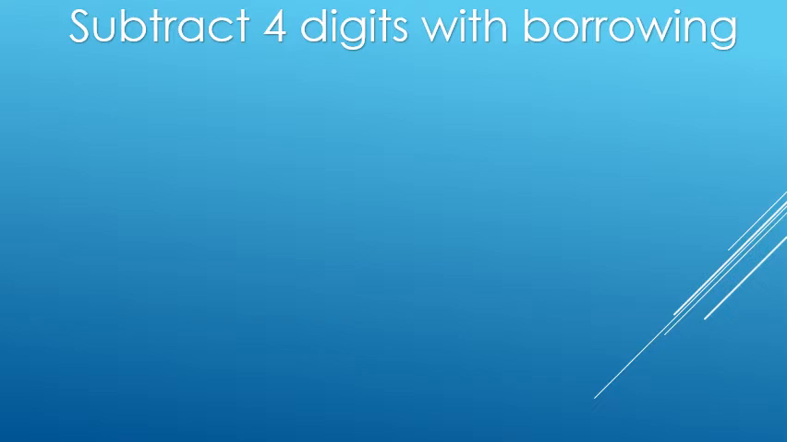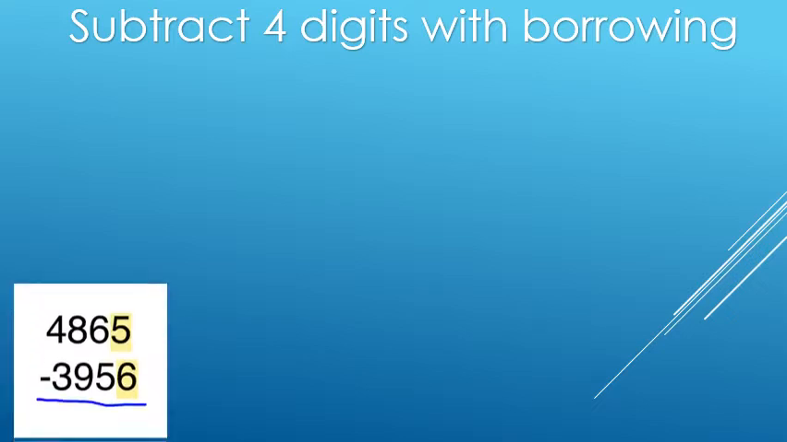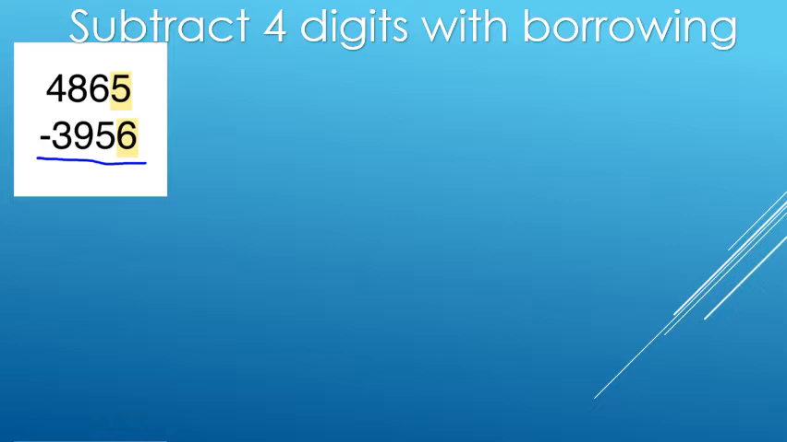Subtract 4 digits with borrowing. First of all, look at the numbers here. We have 4,865 minus 3,956. So we set up these two 4-digit numbers: the ones under ones, tens under the tens, hundreds under the hundreds, and thousands under the thousands.